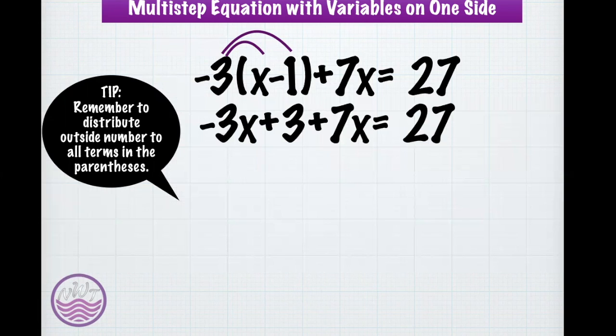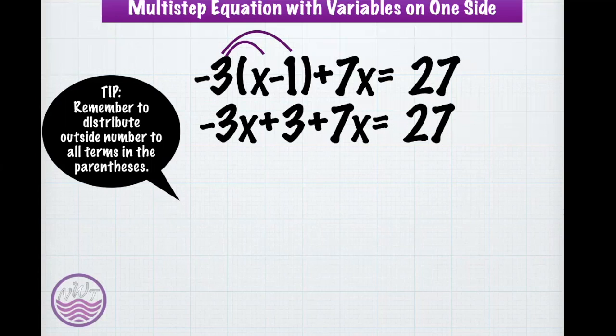It'll be -3x, because -3 times positive x is -3x. And then we have -3 times -1, which will give you +3. Everything else that we have not touched will just come on down. So 7x and 27 will be unchanged.